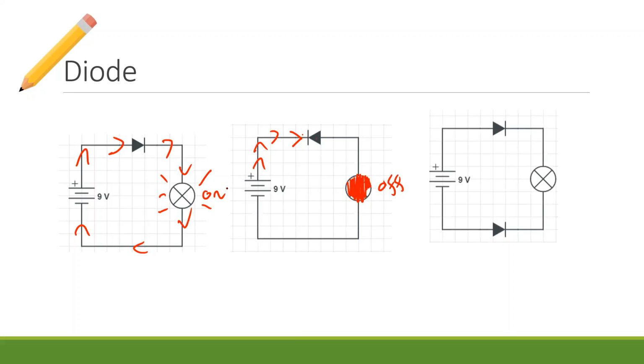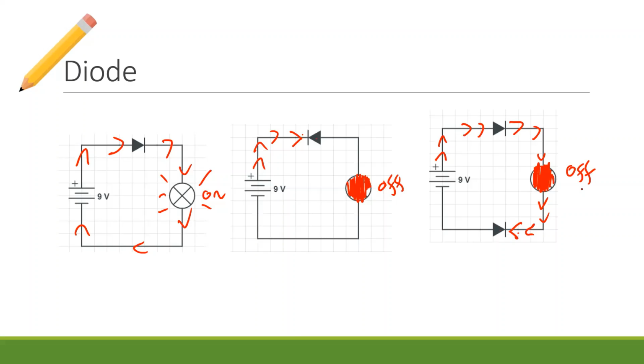Let's take a look at this example here. In this one, the current comes out of the positive. It goes through this diode because it's facing the right way. It goes through the light bulb. But then when it gets down here, it's facing the wrong way. So therefore, it's not going to conduct electricity. Therefore, this light bulb is going to be off.